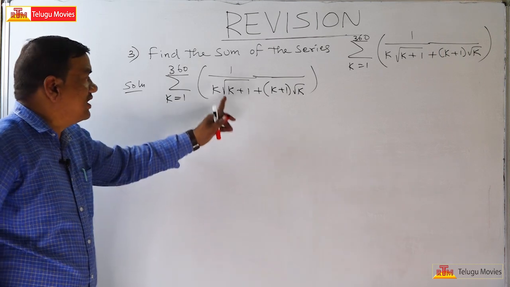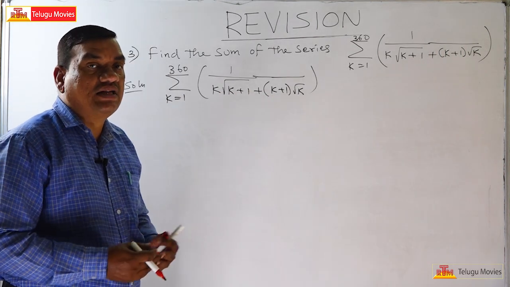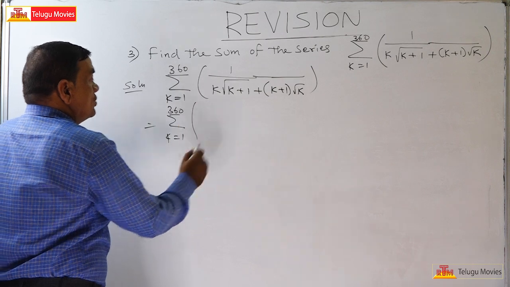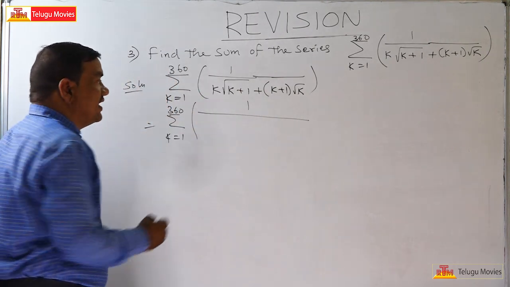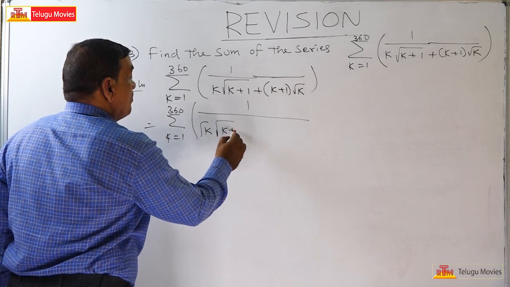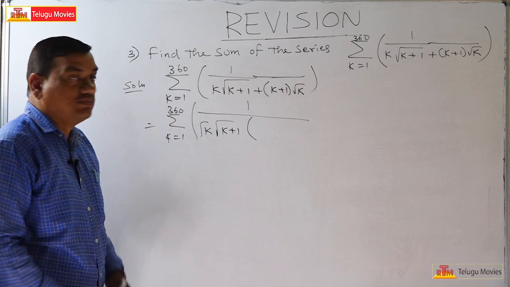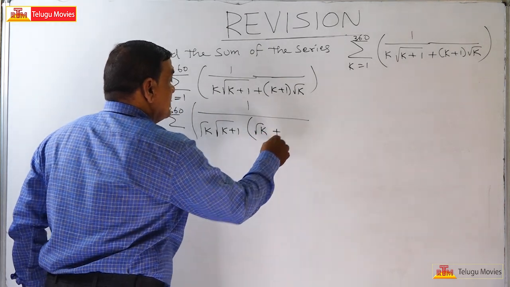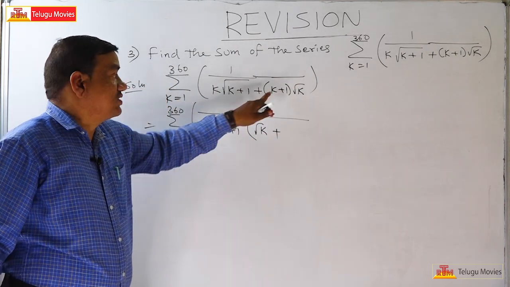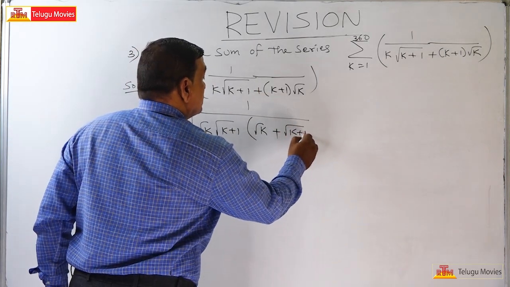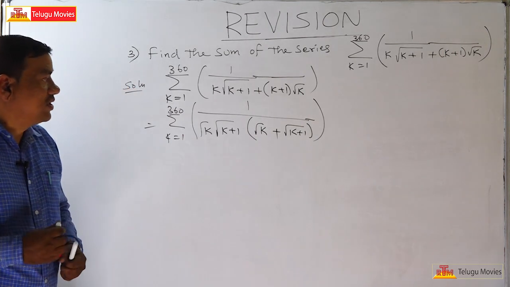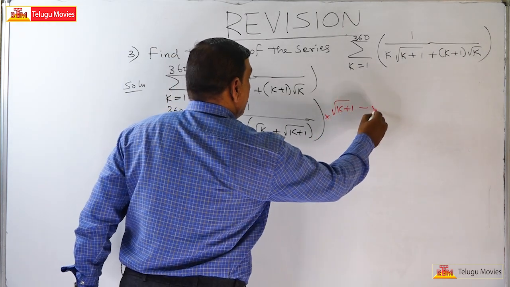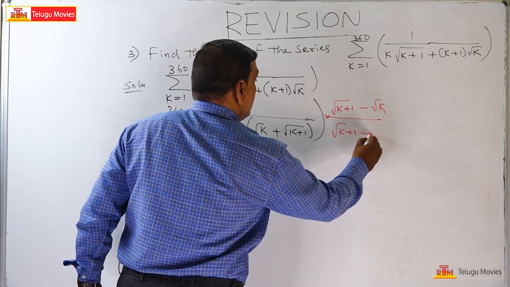So, this type of problems, let us separate them into two terms. How to separate? k runs from 1 to 360. The numerator is 1. In the denominator, can I take common root k into root of k plus 1? Yes. If I take root k into root of k plus 1, here what remains? Root k remains. Here, already root k is outside, so root of k plus 1 will come outside. Understand? Afterwards, I will multiply the numerator and denominator with root of k plus 1 minus root k, by root of k plus 1 minus root k.